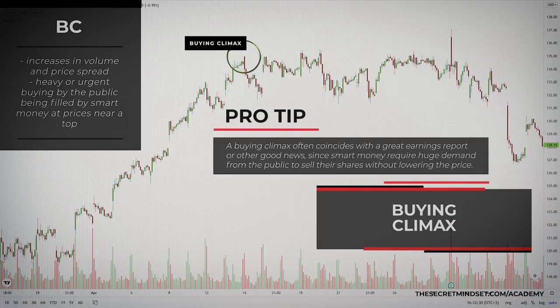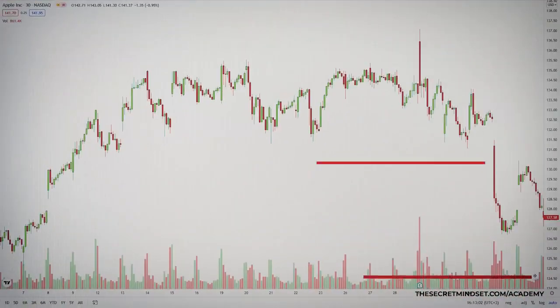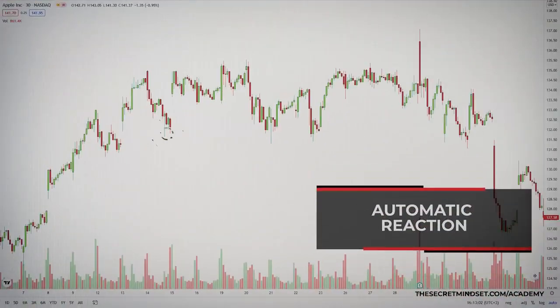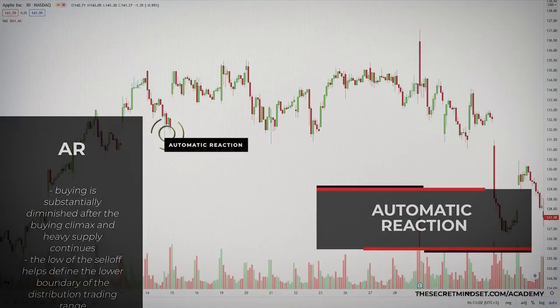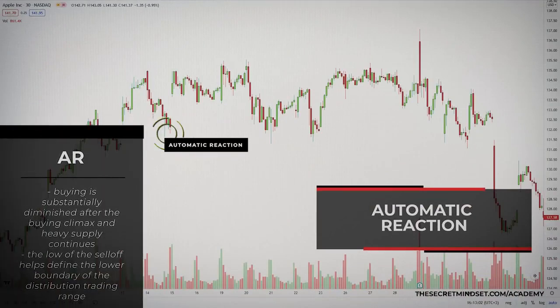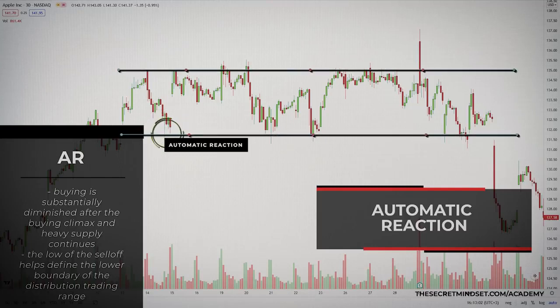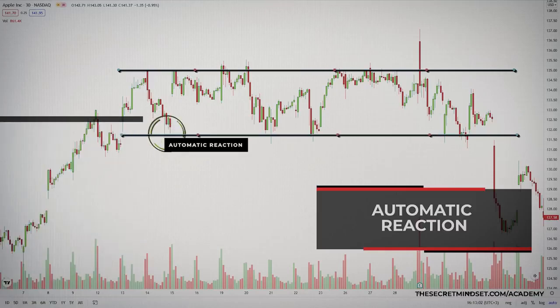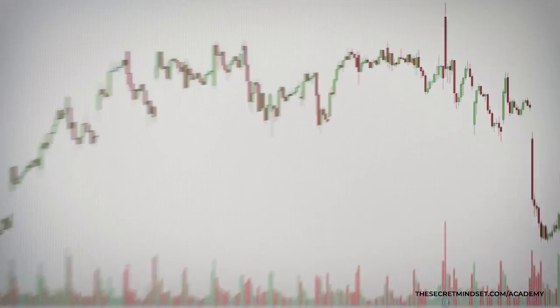A buying climax often coincides with a great earnings report or other good news, since smart money require huge demand from the public to sell their shares without lowering the price. Then we have the automatic rally, with intense buying substantially diminished after the buying climax and heavy supply continuing. An automatic reaction takes place. The low of this sell-off helps define the lower boundary of the distribution trading range.